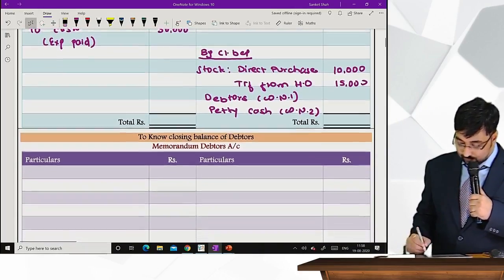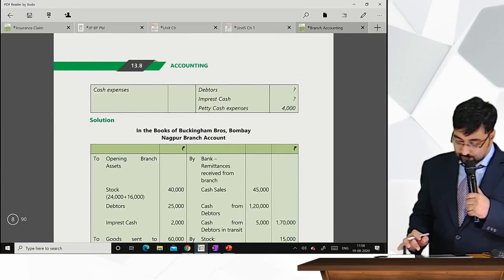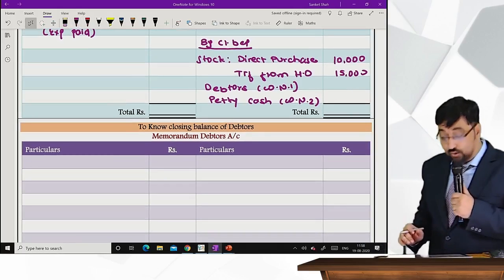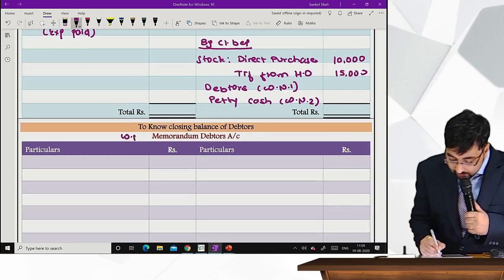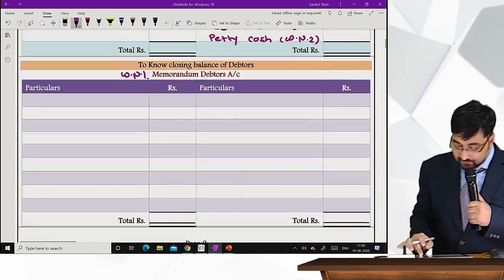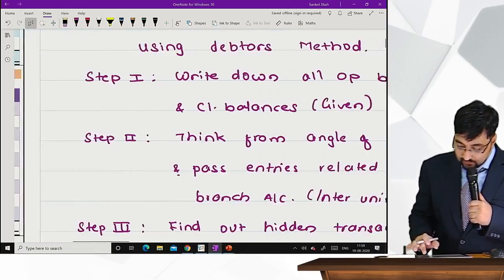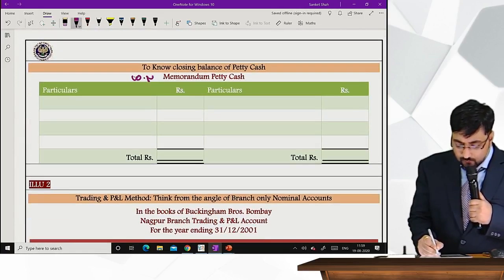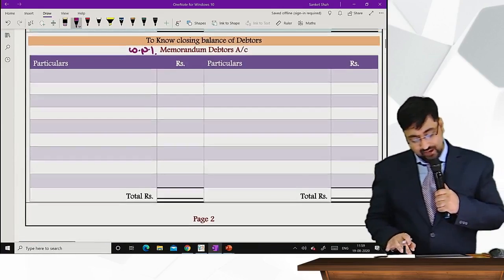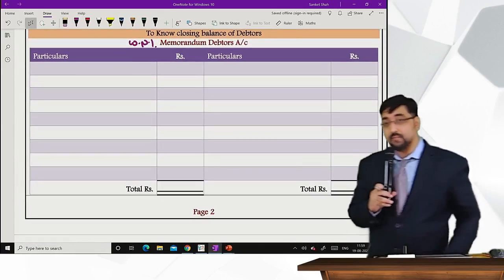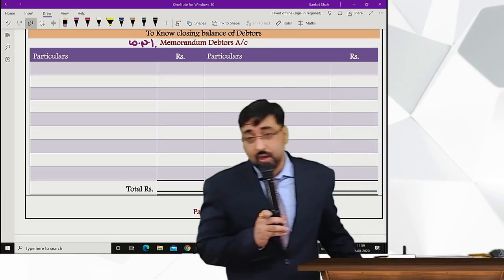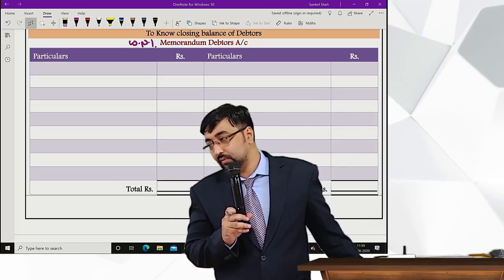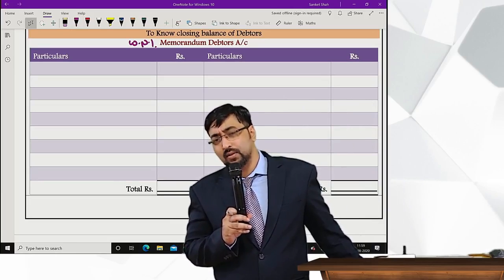Open working note 1. After this, working note 1, memorandum debtors account, write down 7 to 8 lines. And memorandum petty cash account for 5 to 6 lines. Working note 1, memorandum debtors account, and working note 2, memorandum petty cash account. It's very simple.